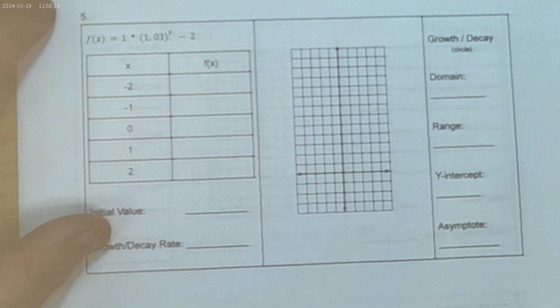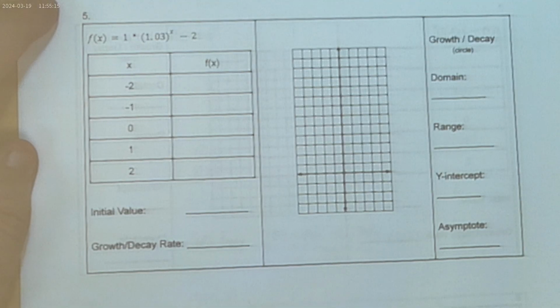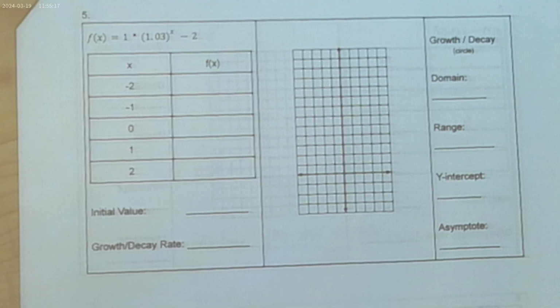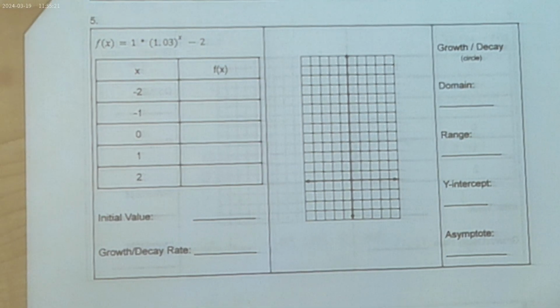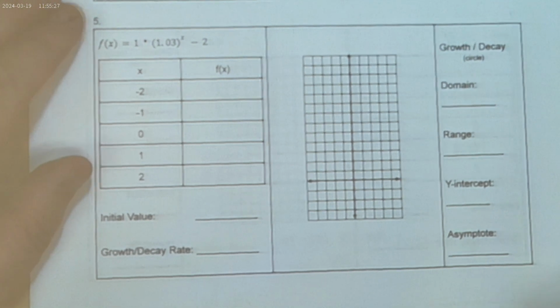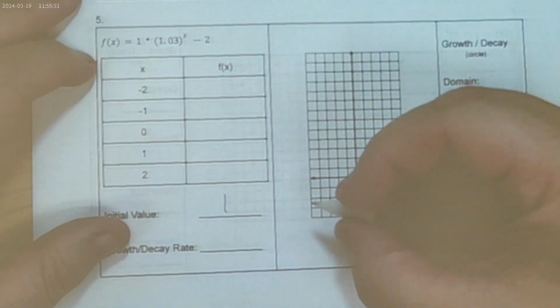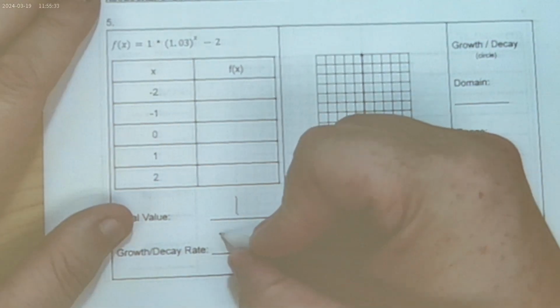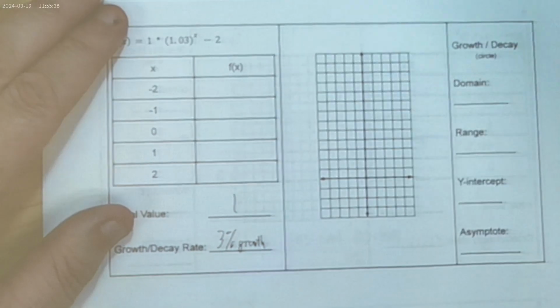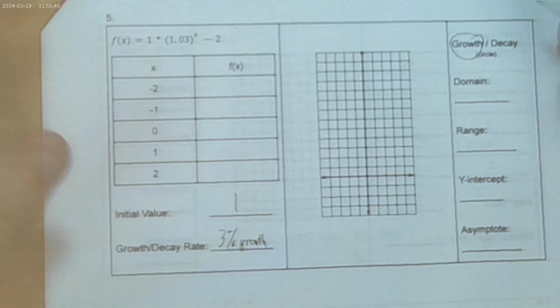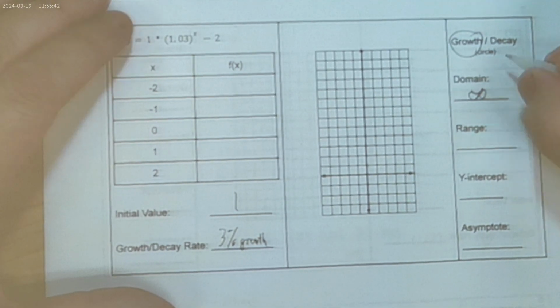Next graph, again, I'm going to start going through these a little bit faster because we've already gone through a lot of these principles in depth. So it's just going to be applying the principles that we already know to a different set of information. So here I'm going to go, let's see. I've got the initial value. I've got the growth decay rate. I can eyeball this. I know it's going to be 3% growth. The domain is going to be infinity.